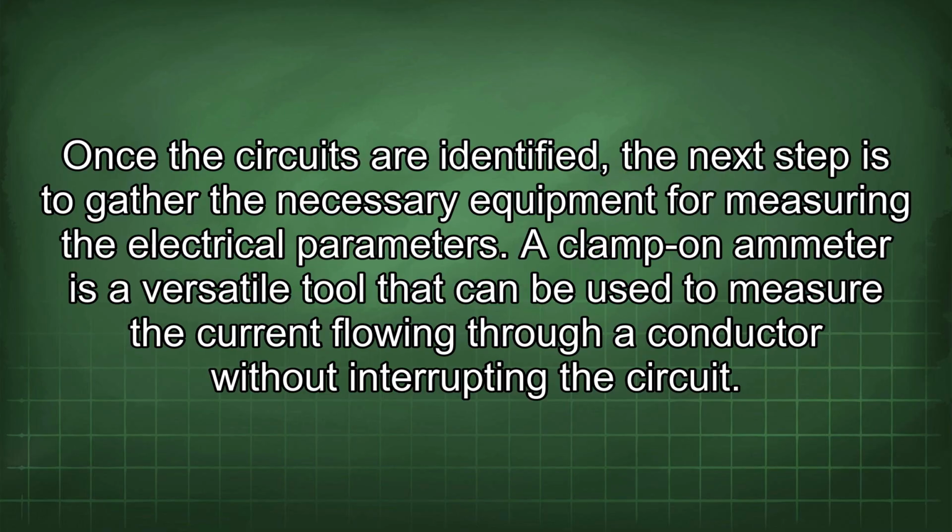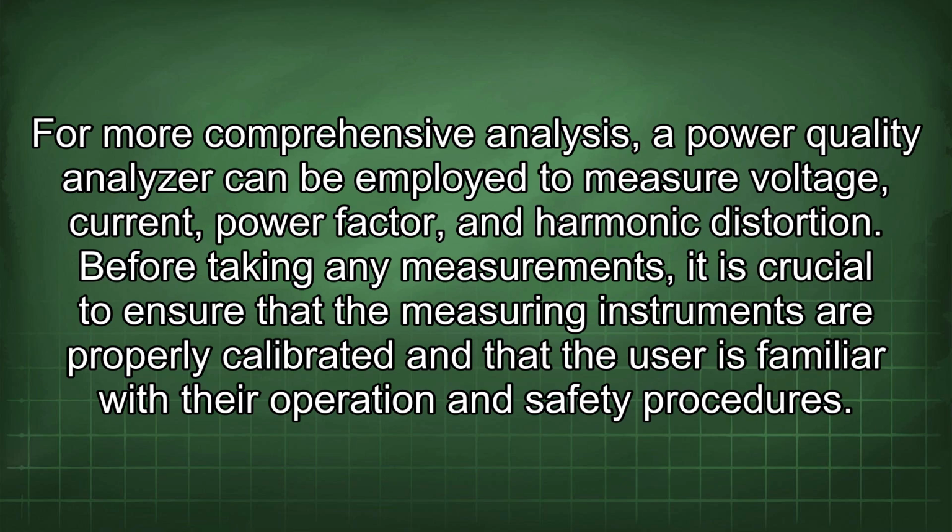A clamp-on ammeter is a versatile tool that can be used to measure the current flowing through a conductor without interrupting the circuit. For a more comprehensive analysis, a power quality analyzer can be employed to measure voltage, current, power factor, and harmonic distortion. Before taking any measurements, it is crucial to ensure that the measuring instruments are properly calibrated and that the user is familiar with their operation and safety procedures.